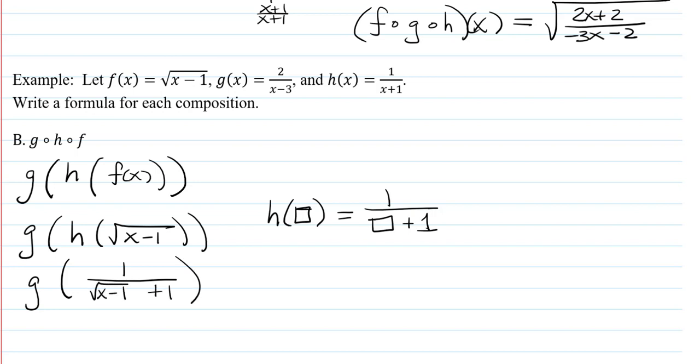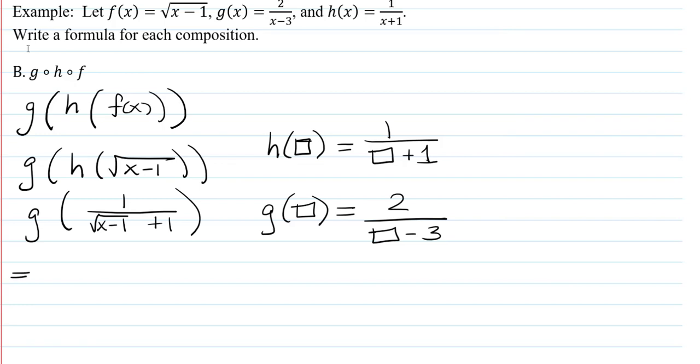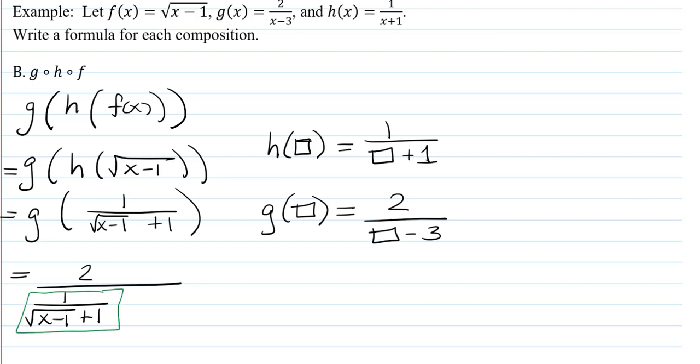All right, now we need to plug all of that into g. And what does g do? G takes whatever you plug into it, and it puts it into 2 over that thing minus 3. So I'm going to have 2 over 1 over the square root of x minus 1 plus 1. That's the box part. And then we still have that minus 3 to tack on there. All right, so let's talk about how to simplify. This really is the composition of functions, but how do we simplify it?